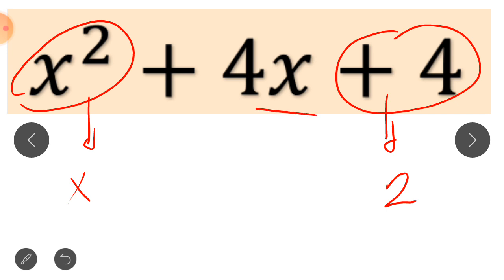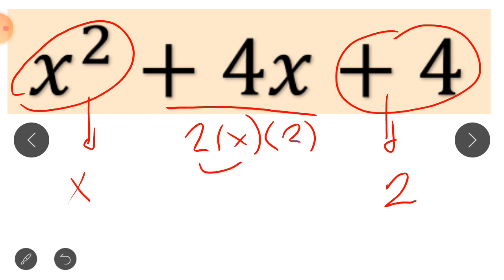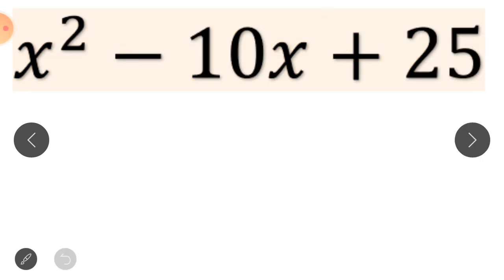Next is the middle term. The middle term must be twice the product of the square roots of first and last. So the square root of first is x. The square root of last term is 2. Then multiply that by 2 because twice the product of the square roots of first and last. So 2 times x, 2x, 2x times 2, 4x. So check. It means that this trinomial x squared plus 4x plus 4 is a perfect square trinomial.